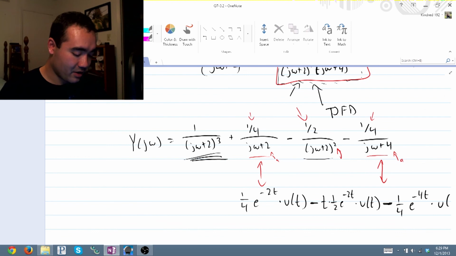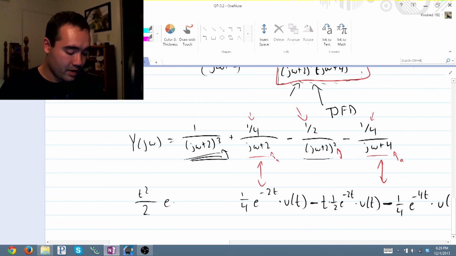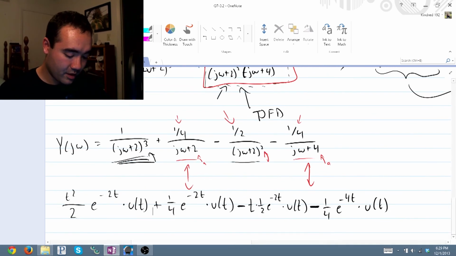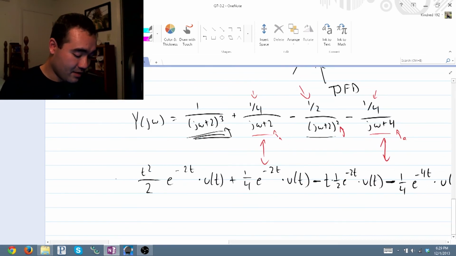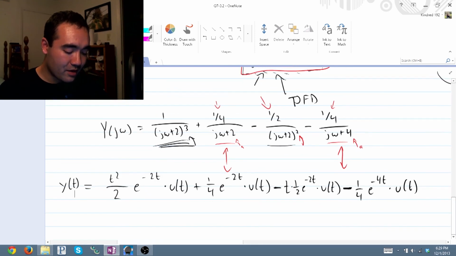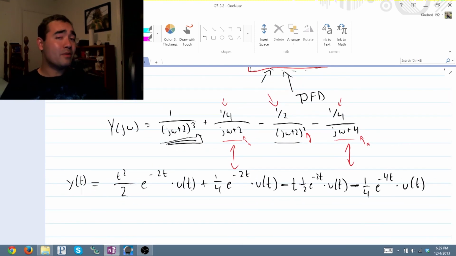So coming back here, we can see that this is the power of 3. So we end up with t squared over 2 factorial e to the negative 2t times the unit step function, plus, because that's positive there. And that's it. This is the answer to B. This is your new y of t. You can see again that we didn't do any advanced math here. It was all arithmetic. That's all we did.